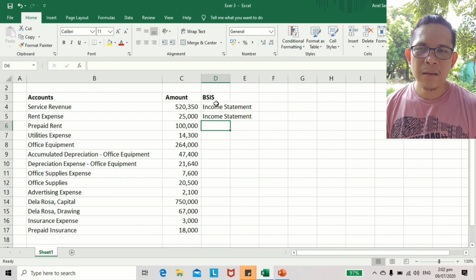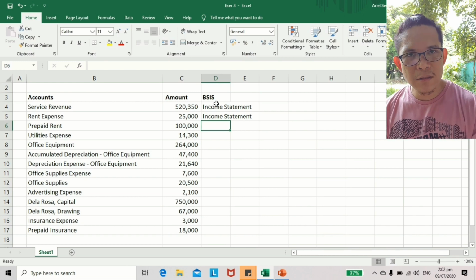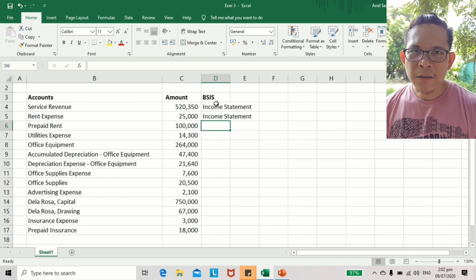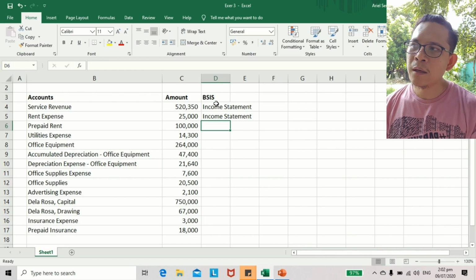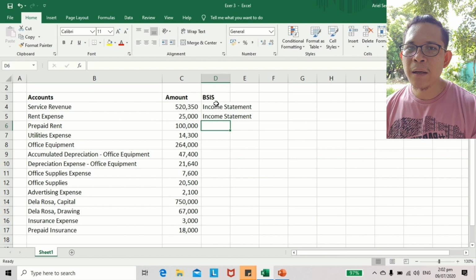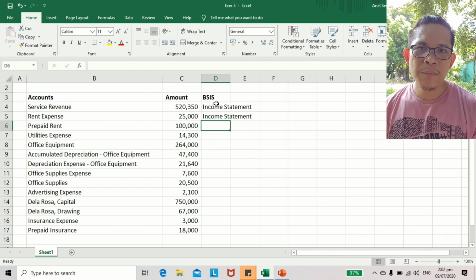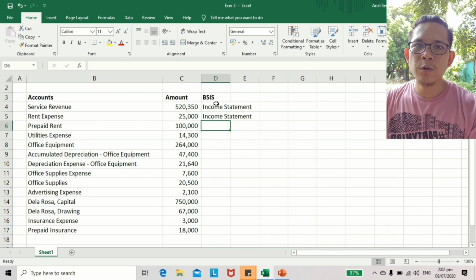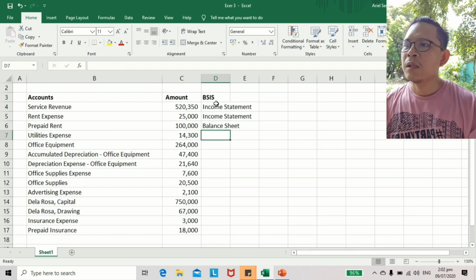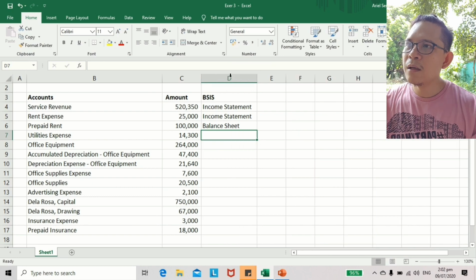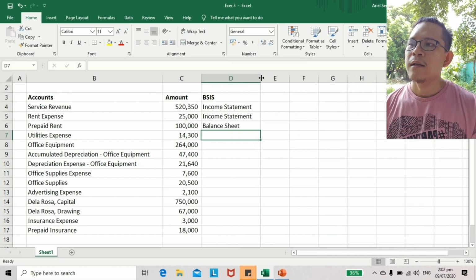Ano ang prepaid rent? Is this under balance sheet or will this fall under income statement? Now the answer will be, it's the opposite of your rent expense. And when we are talking of prepaid rent, ito ay isang asset type. And syempre kapag asset, saan ito makikita na report? This will fall under your balance sheet. So i-type ko dito, balance sheet account ito. Alright? Palakihin ko lang konti yung columns.